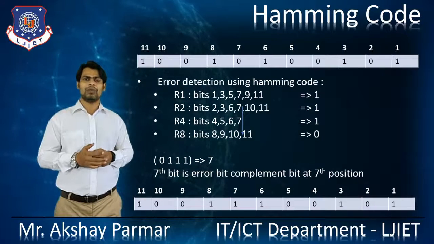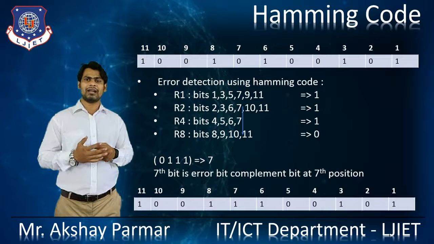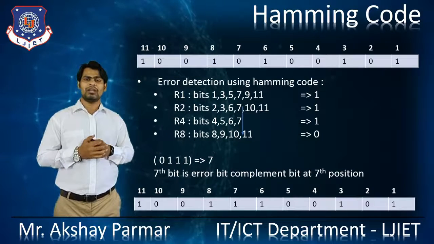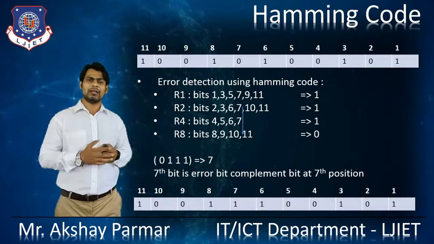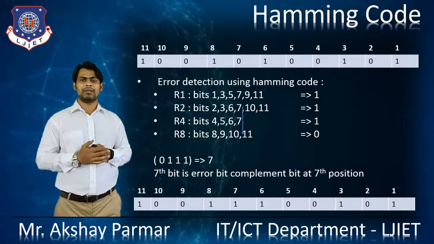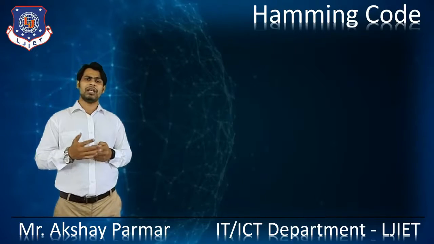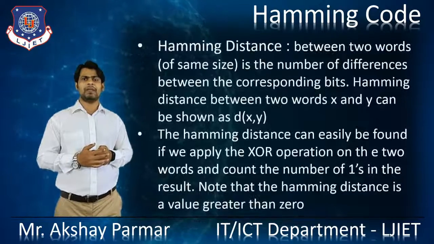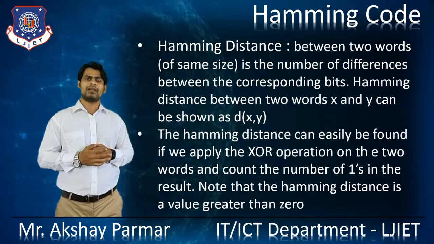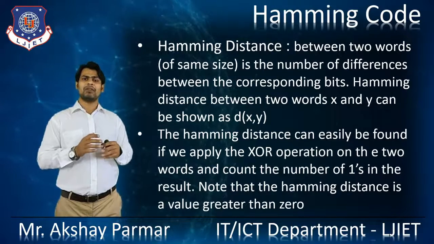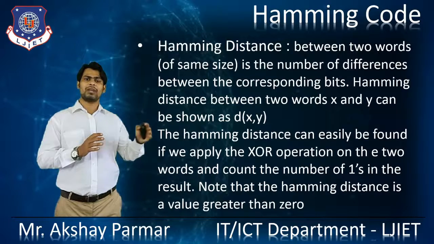So that's how we are detecting and correcting the error with the use of the Hamming code. In the forward error correction method we are following this method, right? So that's how we are selecting the erroneous value. What is the Hamming distance there? Between two words of the same size, it is the number of differences between the corresponding bits.